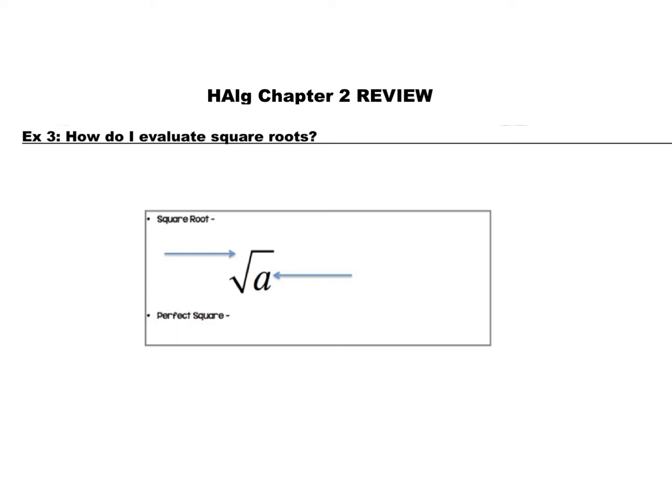All right, in example number 3, we're going to look at how we evaluate square roots. Remember, square roots are these numbers that we have that are underneath the radical sign. And so this right here is my radical sign. And then we have what's inside the radical sign, which is the radicand. And then we have what's called a perfect square. The perfect square is when a square root results in a whole number.